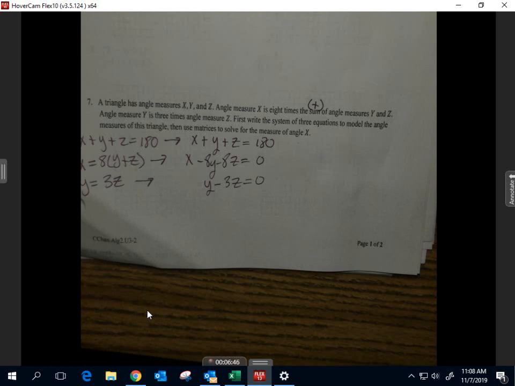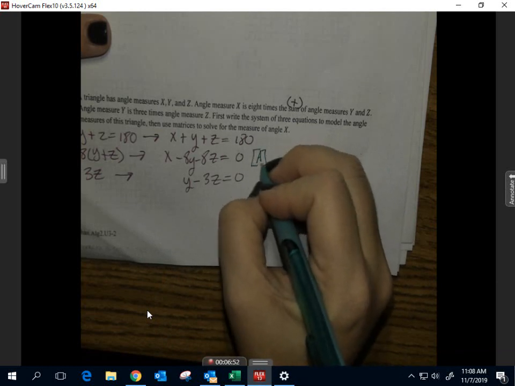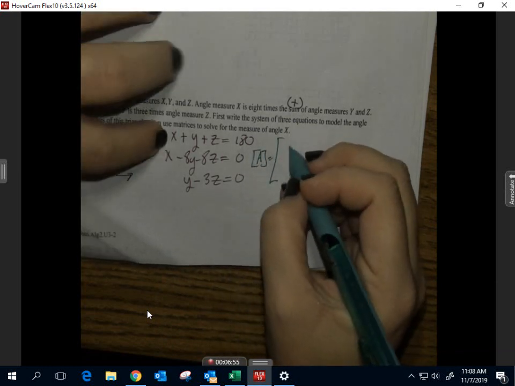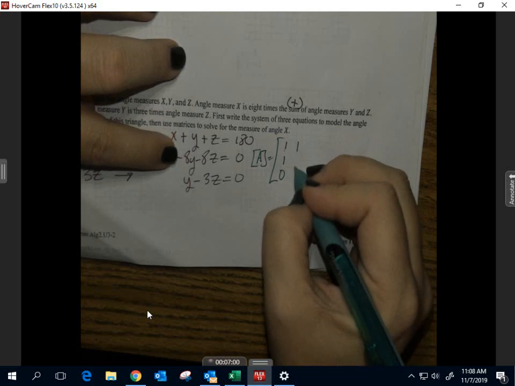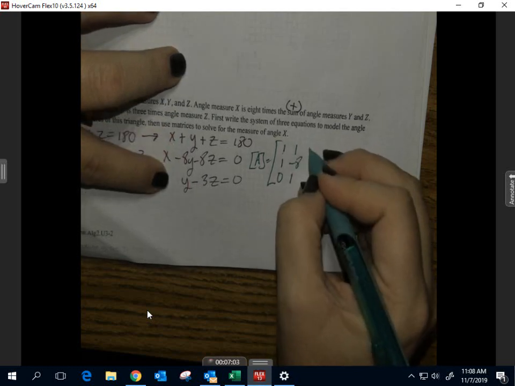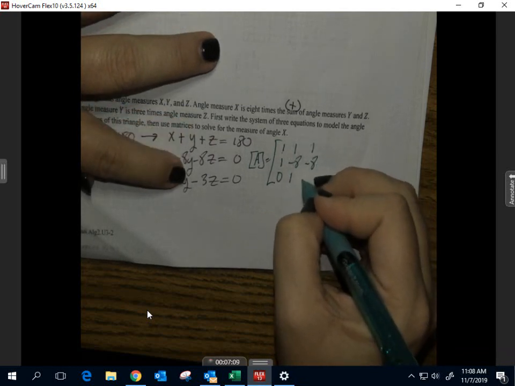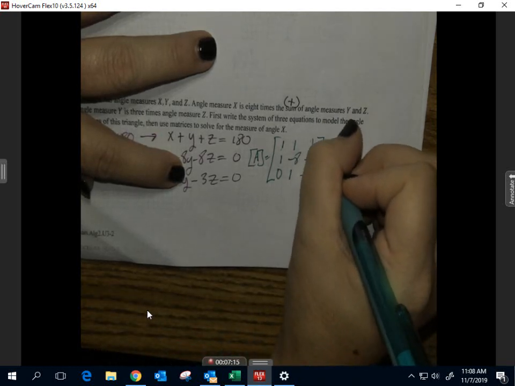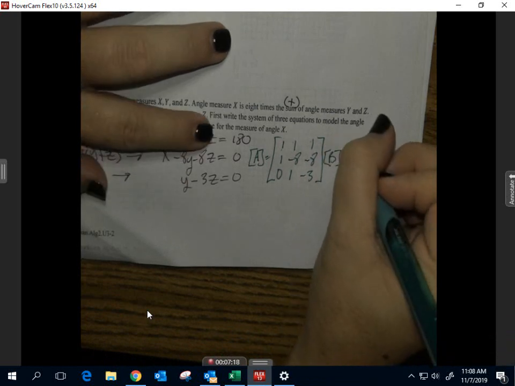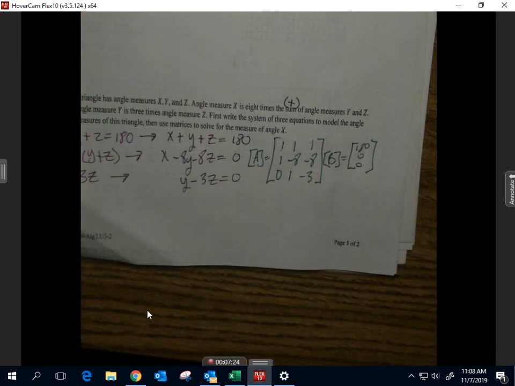So, matrix A is 1, 1, 1. And then 1, negative 8, negative 8. And then 0, 1, negative 3. Matrix B is pretty easy, 180, 0, 0. We all good with that?